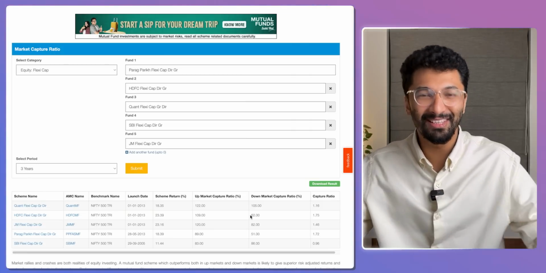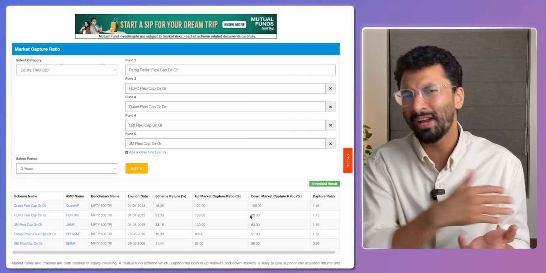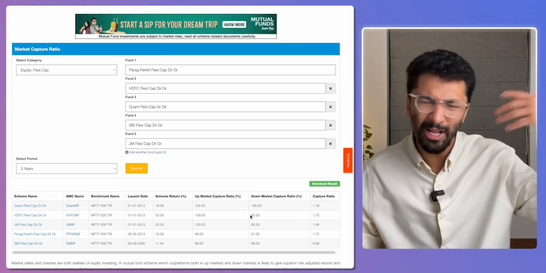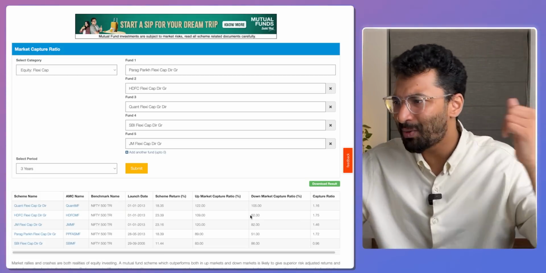And that is the key, right? Just staying invested during all kinds of market conditions. That's how you build big wealth over 10, 15, 20 and 25 years.